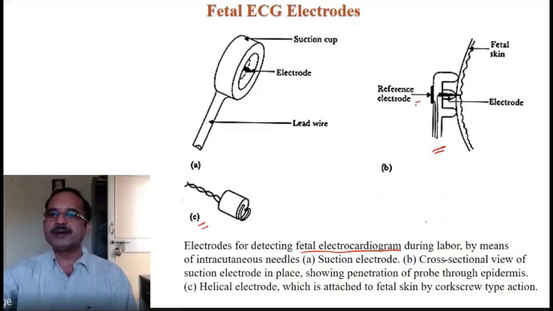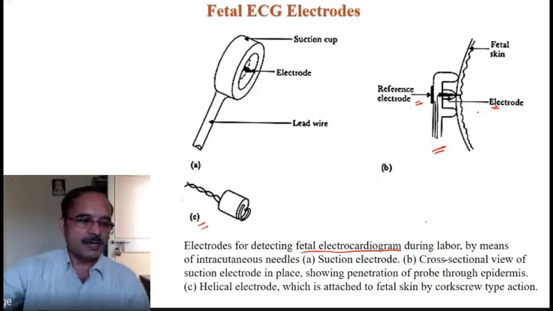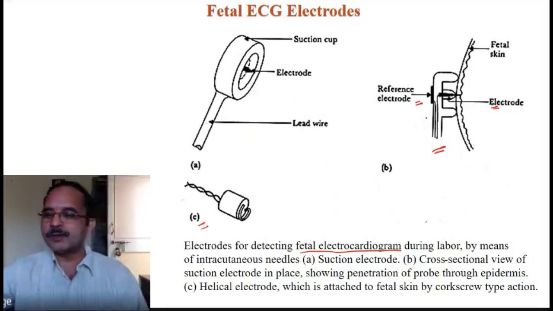You can see here the reference electrode is there, and this is another electrode, because, as we have discussed earlier, for measurement of potential we always need two electrodes. So as you can see here, a reference electrode and the electrode here, and this is the fetal skin.